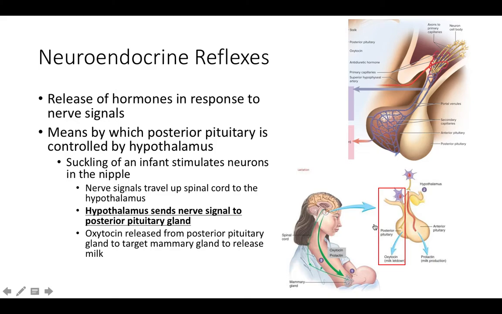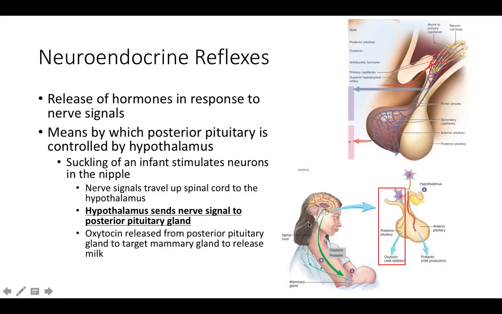Okay, so neuroendocrine reflexes. We actually have talked about these a lot already, but maybe haven't quite defined them. This is basically when you get a release of hormones in response to nerve signals. So this is how your posterior pituitary gland is controlled by the hypothalamus. We've talked about that a lot already today. You get these axons here that control this posterior pituitary gland, as opposed to the blood vessels here that are releasing hormones to control the anterior pituitary gland.